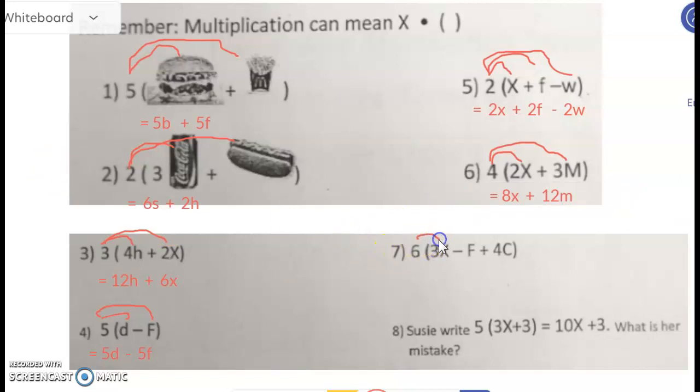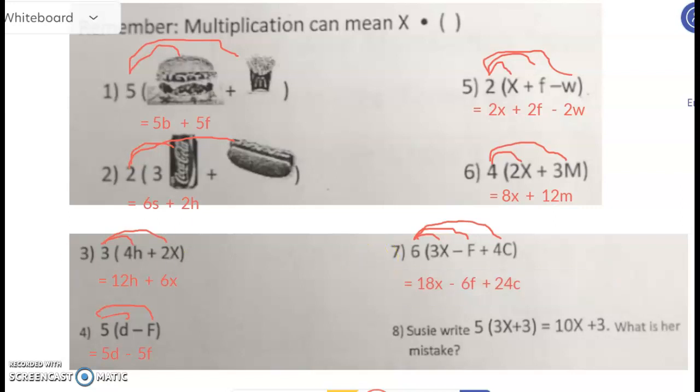Almost done here. We're going to go on to number 7. We're going to do 6 times the quantity of 3x minus f, pay attention to that minus sign, plus 4c. So we're going to draw happy rainbows, and we are going to multiply so that we end up with 6 times 3x is 18x. Then there's a minus sign for, oops, we forgot the x. Don't want to forget that. That would be bad. Then the minus sign, 6 times f is 6f. And then the plus sign, and 6 times 4c is 24c.